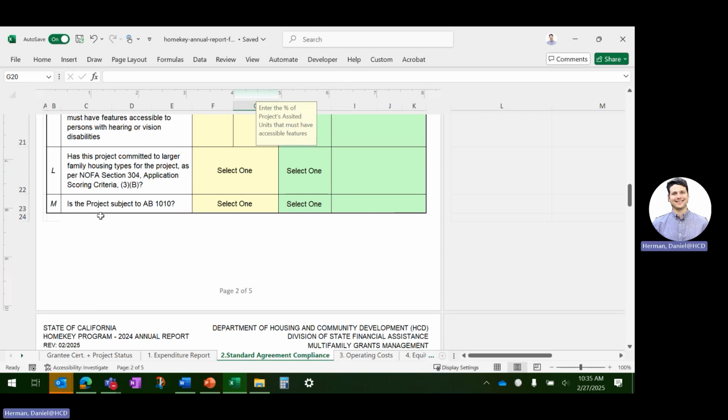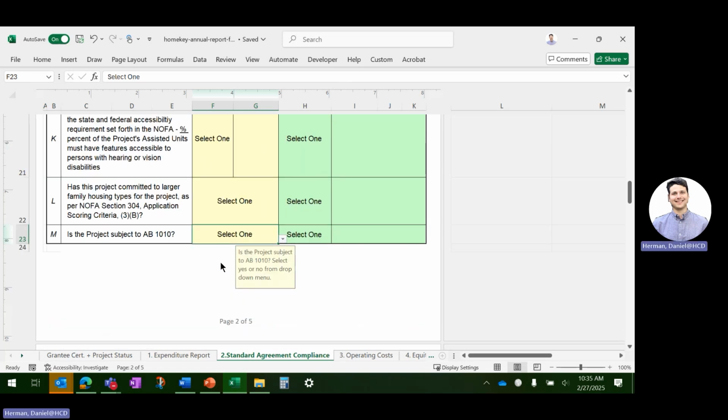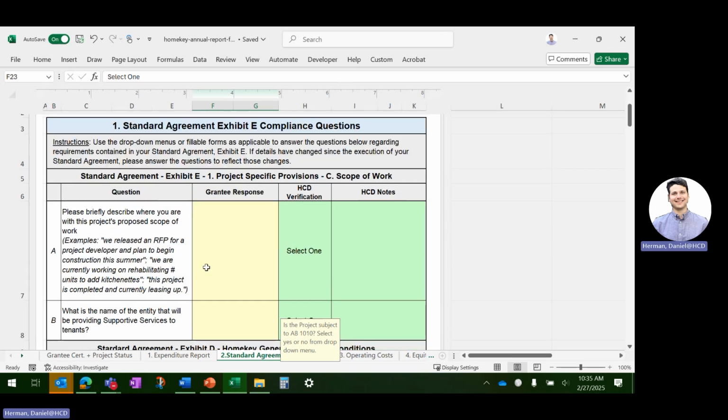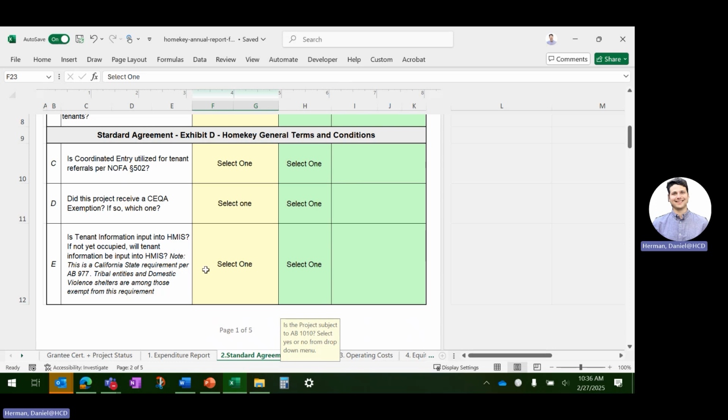And next, for question L, please select whether or not your standard agreement has a commitment to larger family housing types. And then for question M, please select whether or not the project is subject to AB 1010. So that is an overview of the first part of the standard agreement tab, mostly marking yes or no to a series of questions regarding the commitments in your standard agreement.